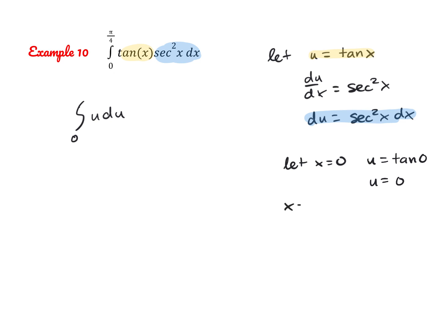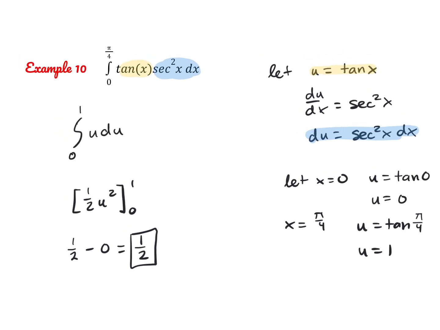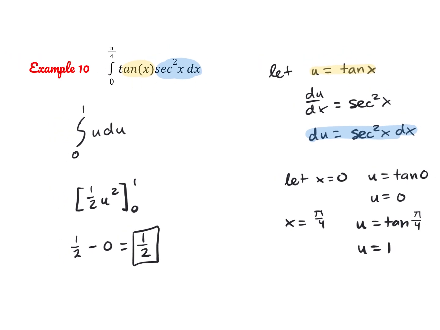And when x equals pi over 4, we have u equals the tangent of pi over 4, which is 1. So we're evaluating it from 0 to 1. And then we can do our antiderivative. So we have 1/2 u squared evaluated from 0 to 1. That gives us 1/2 minus 0, which is just 1/2. So this one could look like a kind of complicated problem, but really once we do our substitution, it's pretty straightforward.